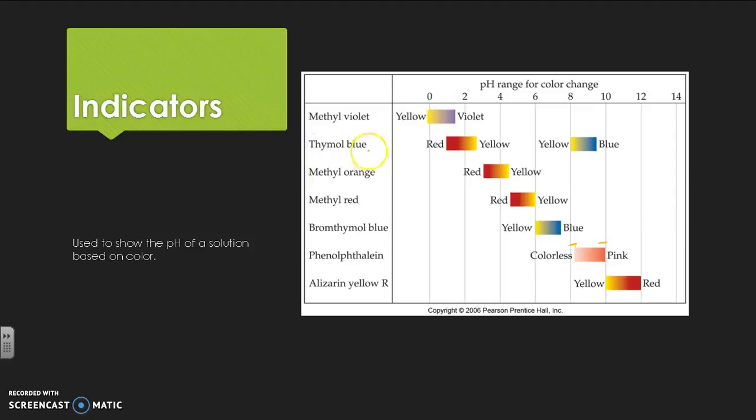Okay, if you had thymol blue, it actually has two changes. So it goes from red to yellow, and then from yellow to blue. So when it's acidic, it's red, yellow would be its neutral, and then blue would be its basic. All of these have different color changes depending on the range that they are showing.